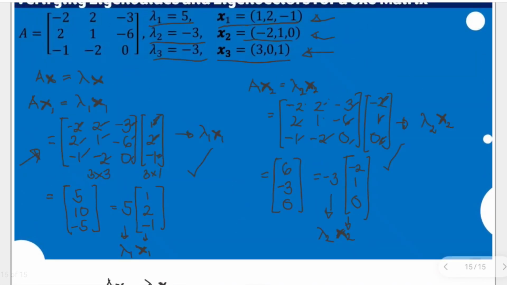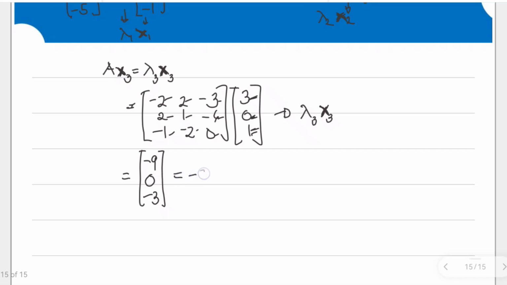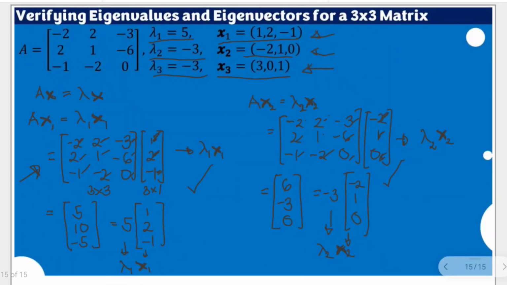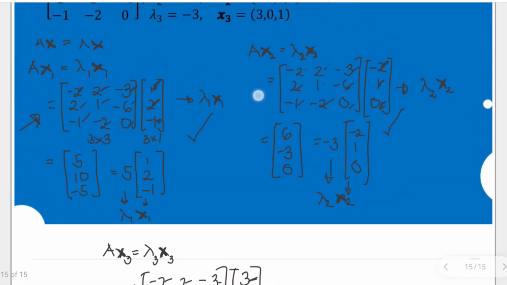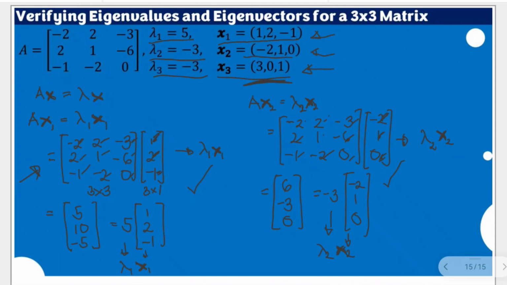Our lambda sub 3 is negative 3. So when you factor out negative 3, this is positive 3, that's 0, that's positive 1. This is our lambda sub 3, and of course 3, 0, 1, looking back here, is our third vector, x sub 3. This means the eigenvalue of negative 3 with its corresponding eigenvector 3, 0, 1 is a valid pair for the given matrix A. This is how we verify eigenvalues and eigenvectors for a 3 by 3 matrix. Thank you very much for watching.